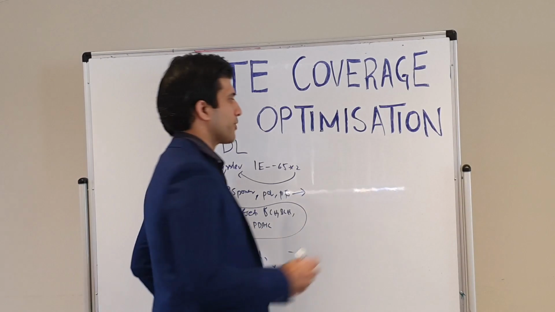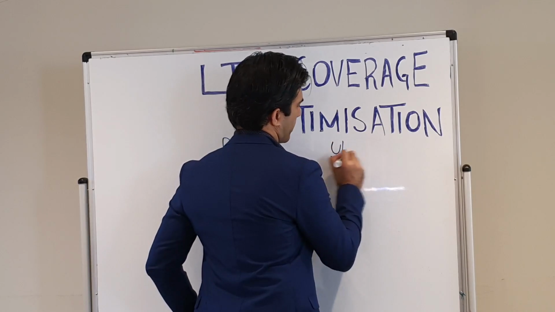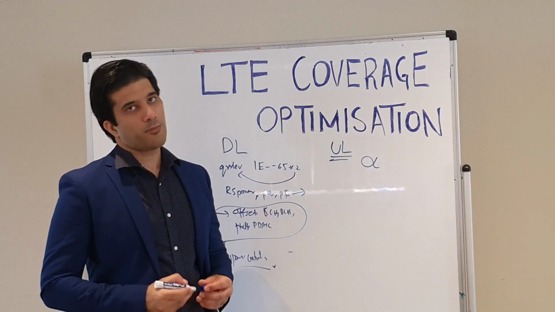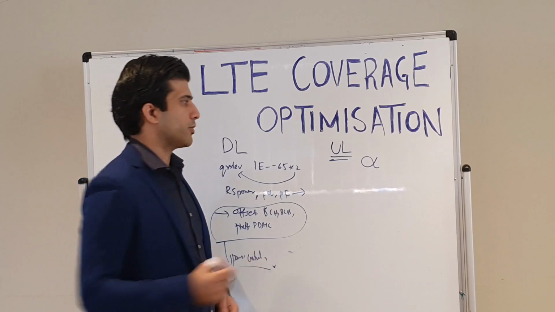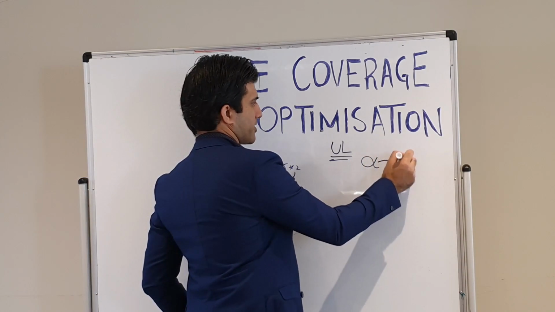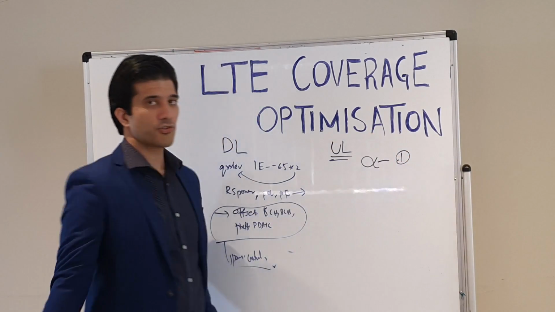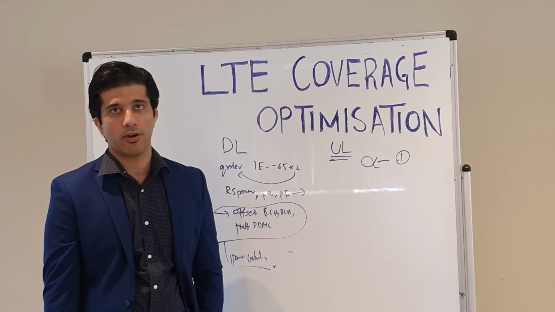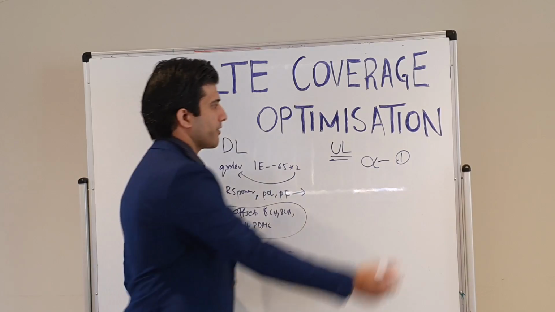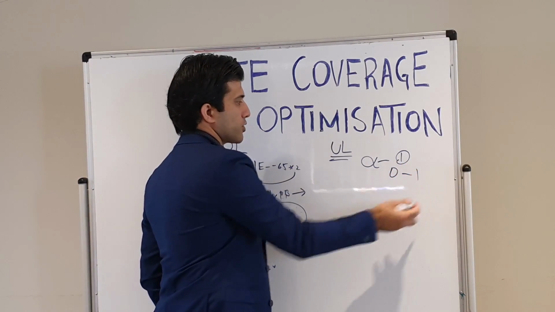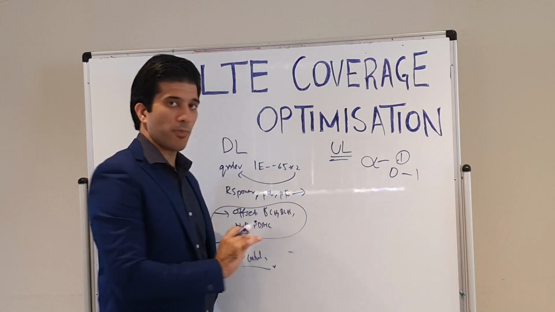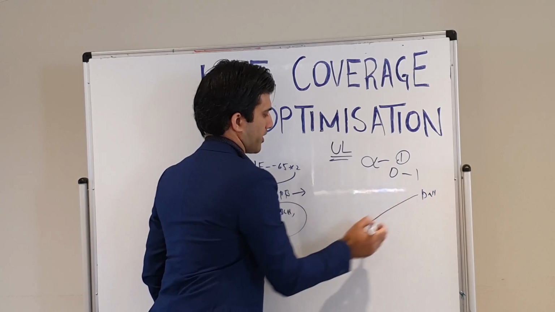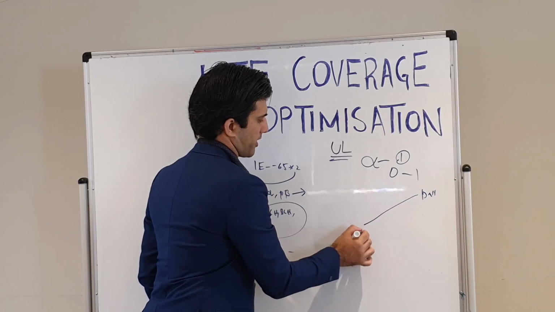Then you have your uplink parameters, and in uplink you have your alpha. This is your fractional power control parameter. So if your alpha is set to 1, your power control only focuses on path loss. It does not focus on your interference or throughput, and the value can be from 0 to 1. So your power control can be directly skewed towards your path loss, or it can be directly skewed towards your interference.